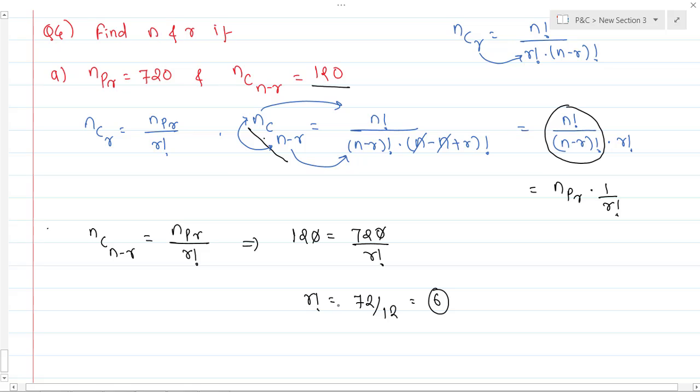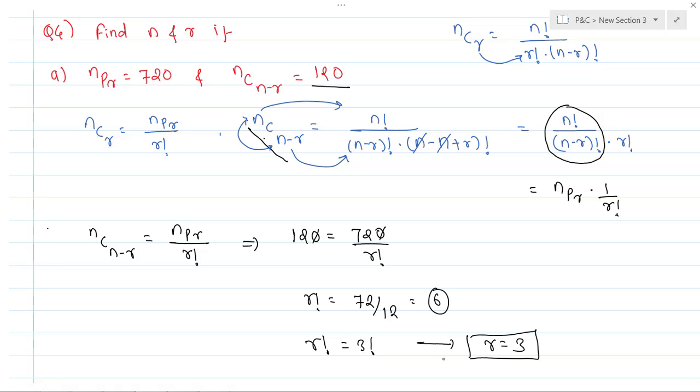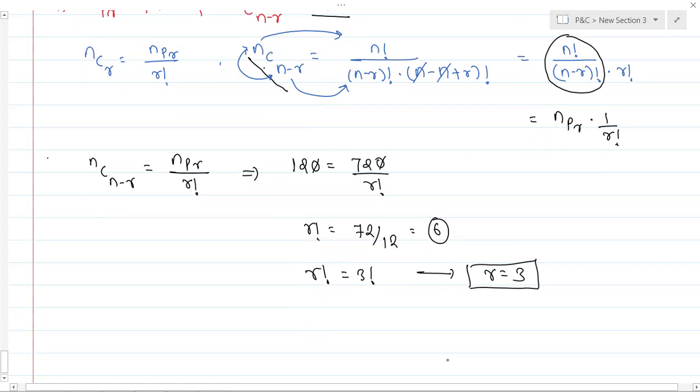Now tell me which factorial gives me 6? It is 3. So r factorial is equal to 6 means what? r factorial is equal to 3 factorial. Implies what is the value of r? It is 3. Is it okay? So r is equal to 3. Please everyone, is it okay? Yes sir. Okay.